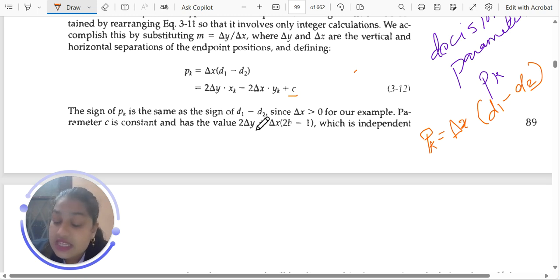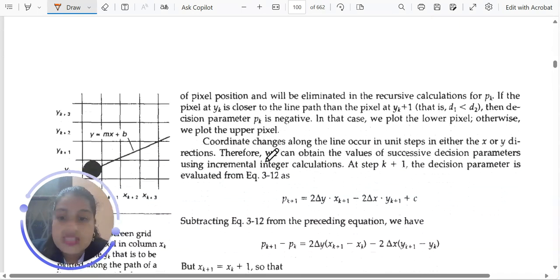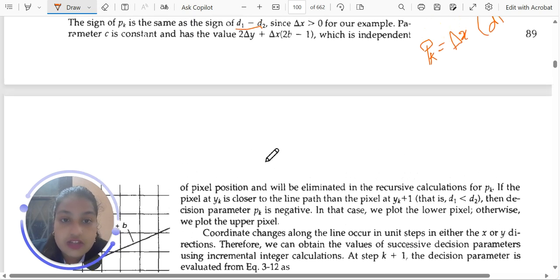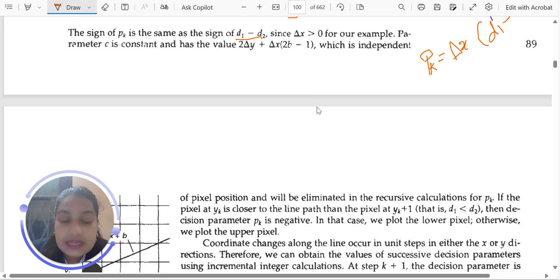Now the sign of pk is the same as the sign of d1 minus d2. Whatever is the sign of d1 minus d2, that will be the sign of pk. Why? Because delta x is greater than 0 in this example. Now parameter c is constant and has the value 2 delta y plus delta x times 2b minus 1, which is independent of pixel position and will be eliminated in the recursive calculation. See, this one we will not be taking.